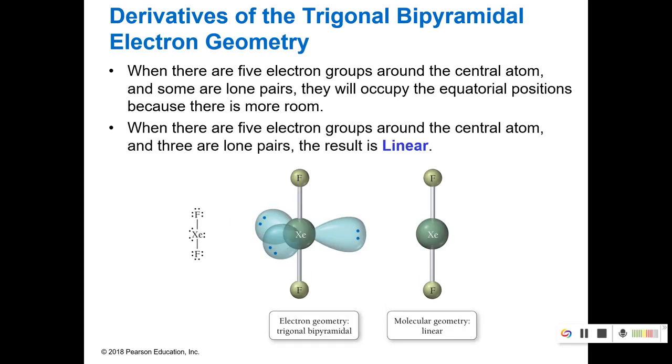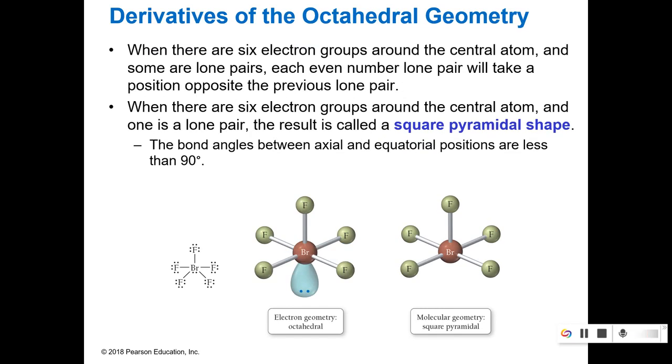The next one you pull off, still equatorial. But here we're linear. I would say for linear geometry, we're at 180, okay, for the bond angle. All lines have a bond angle of 180. Octahedral electron geometry is our last one. When we take one off, it doesn't matter which one you take off, but they arranged it to where it looks like a square pyramid.